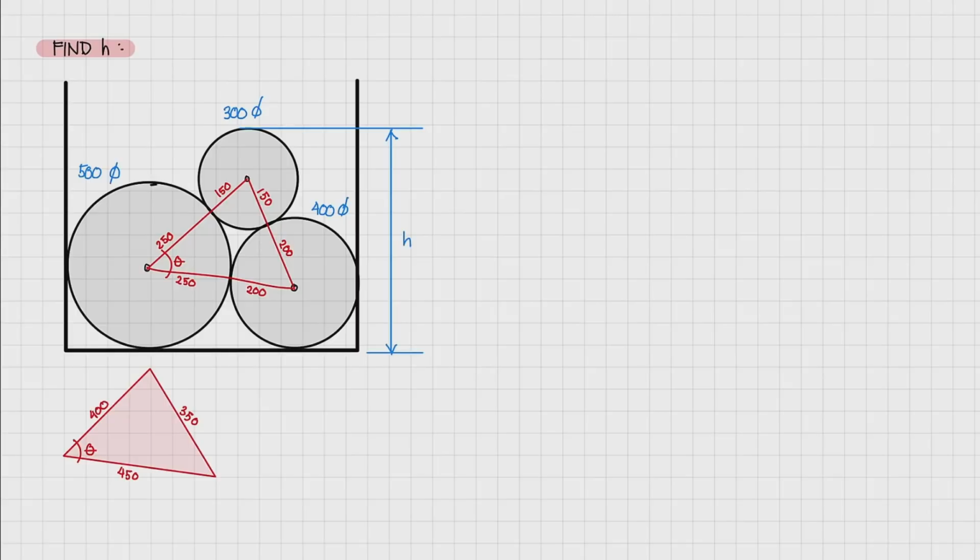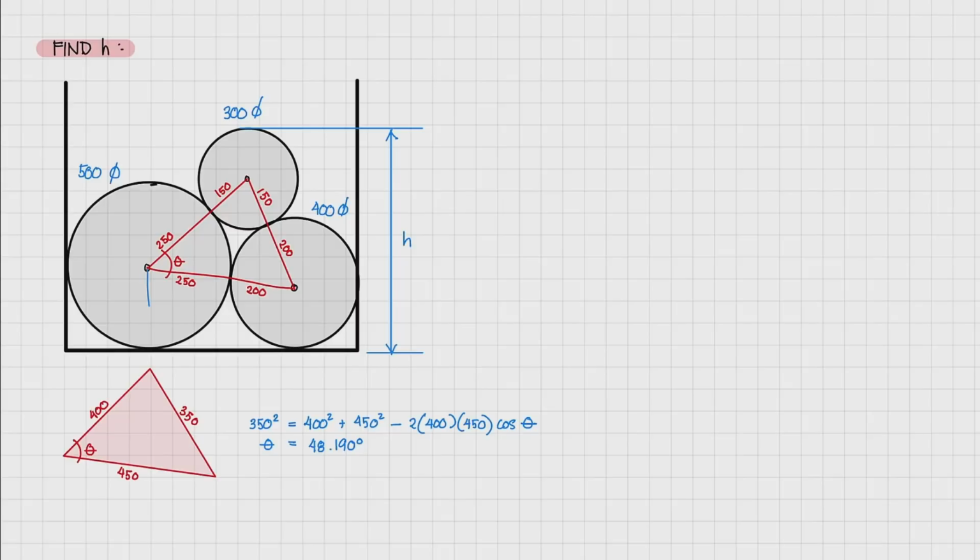We're going to use this side, the 350, opposite theta. So 350 squared should be equal to the sum of the squares of the two sides: 400 squared plus 450 squared minus twice the two sides, 400 times 450, times cosine theta. Then shift solve, and we will be able to solve for theta, which is 48.19 degrees. So we have theta.